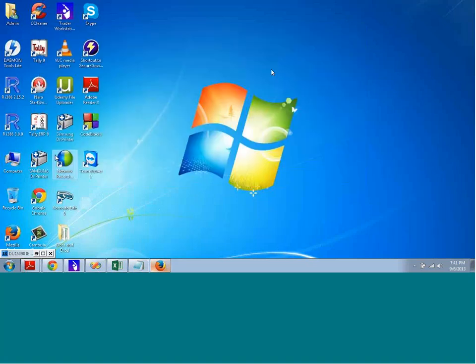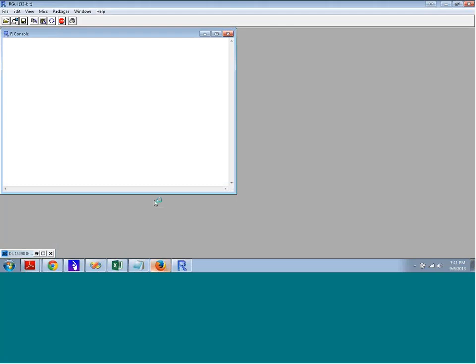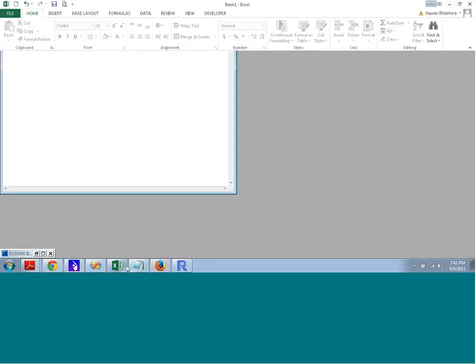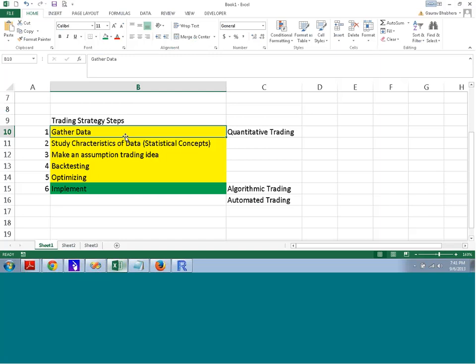Now that code which I showed you was in R. So let me just open R and show it to you, what R is. Alright, so the first step, that is gathering the data, is done. The next, as Vijay was asking, is how to analyze this data.